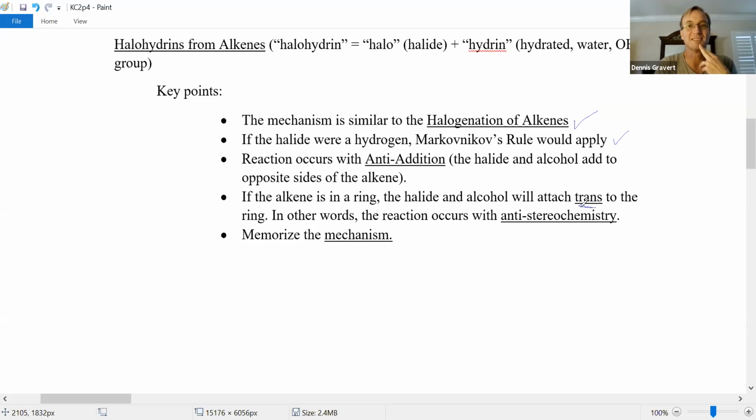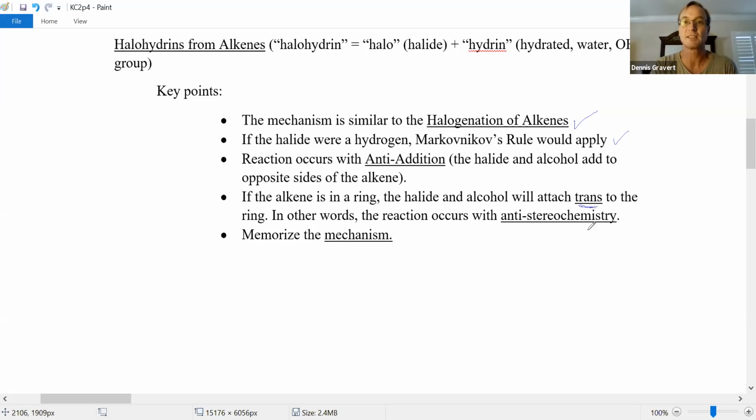Oh, that's the next point. So you always get anti-addition, even if you have a chain. But sometimes, because it's not a ring, the chain after the reaction can actually spin, and in one shape, the halide and alcohol may appear to be on the same side. And they can spin to be on opposite sides. The ring, however, keeps the two groups, the halide and the alcohol, on opposite sides.